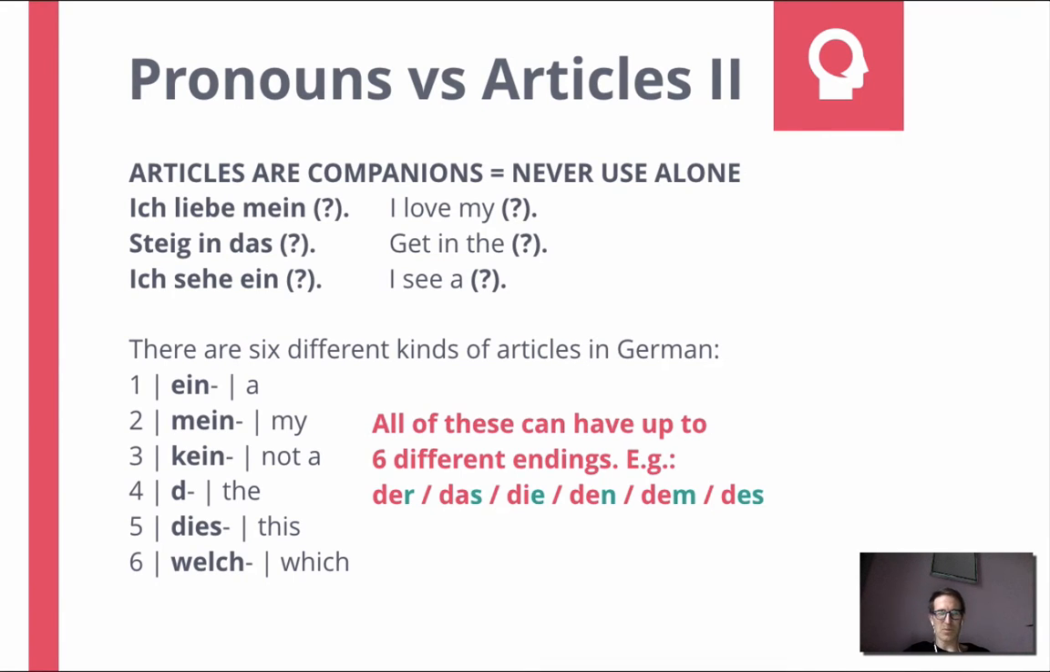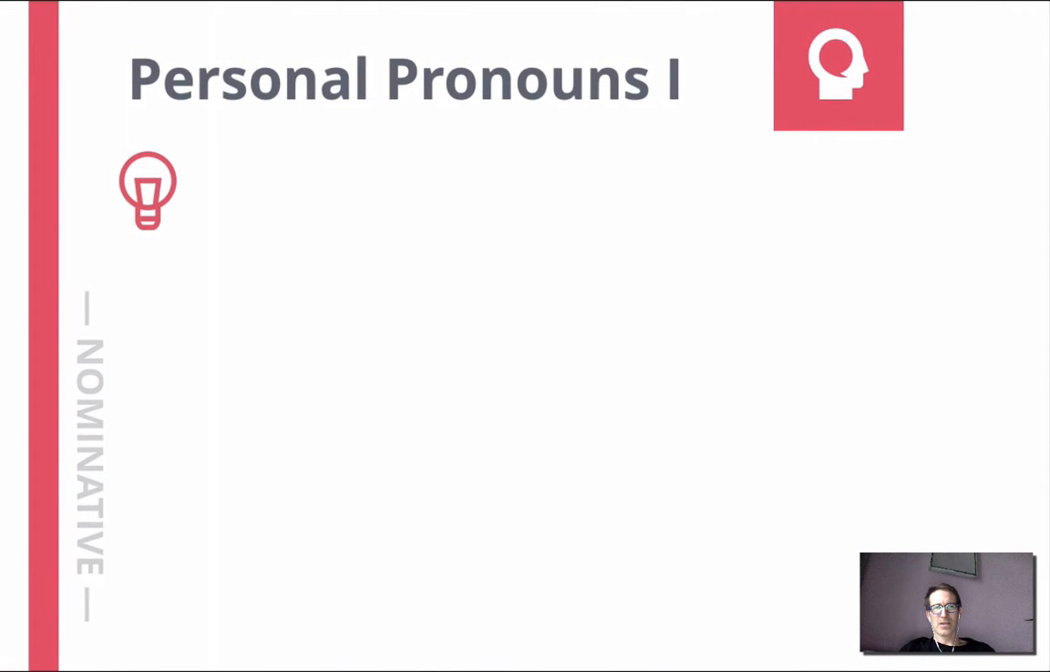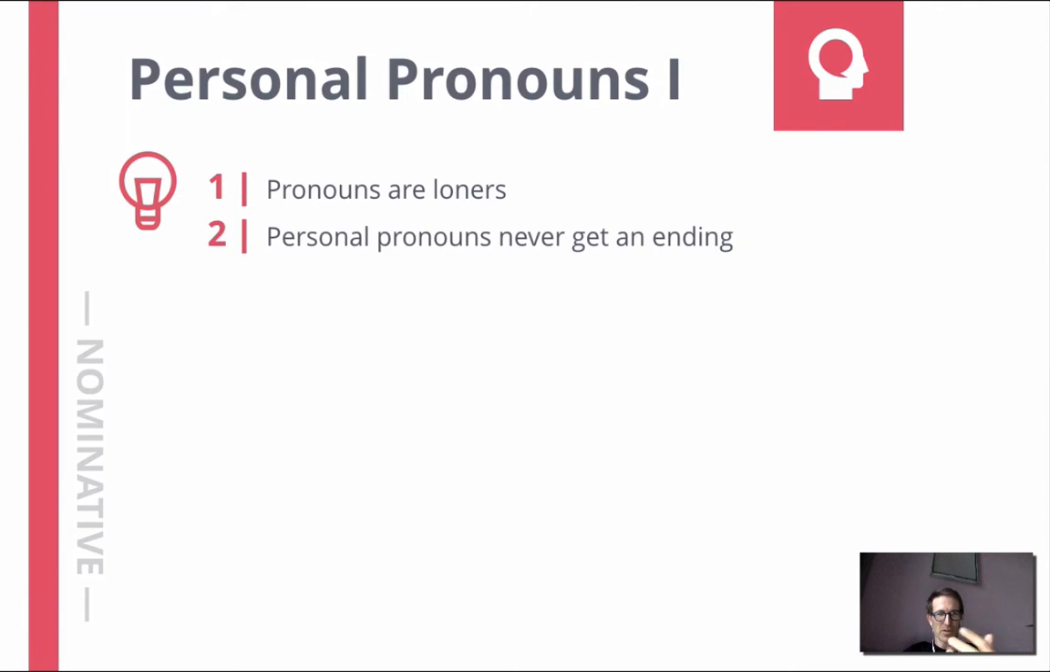So here you see 6 possible endings. All of these, or most of these actually, can be put at the end of any of those that you see on the left side. So let's take a look at the ihrs, all 4 kinds, and how to use them efficiently. First one was personal pronouns in the nominative. Remember, pronouns are loners. They never come with a noun. They're always on their own.